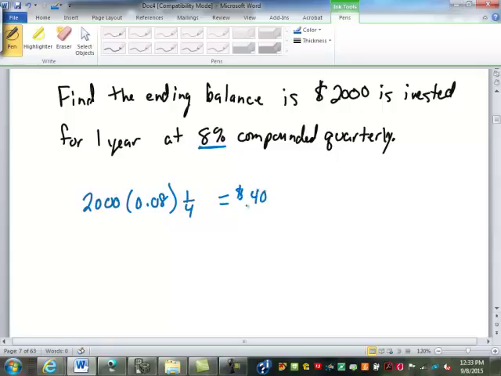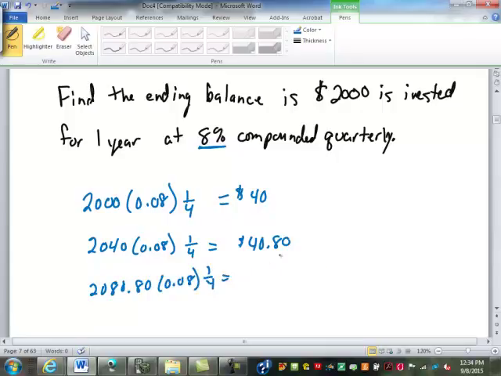Say $40. $40. Cool. So that means we start the second quarter with $2,040. Anybody not know where the 2,040 came from? I just added the 40 back to the 2,000. So now what do we get? $40.80. Good. So we start out the next quarter with $2,080.80.